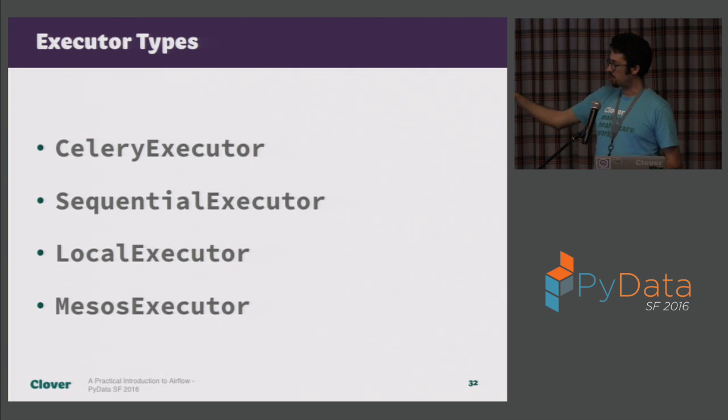The sequential executor has tasks run in the same process as the scheduler. So you'll run it and the scheduler will actually stop scheduling things because it ran a task and it's waiting for it to finish. That's not very useful in production, but it's useful for debugging. I'll show you. The local executor also runs on the same machine as the scheduler, but it uses Python's multiprocessing module to run the tasks in a different process so the scheduler can go on doing its thing.